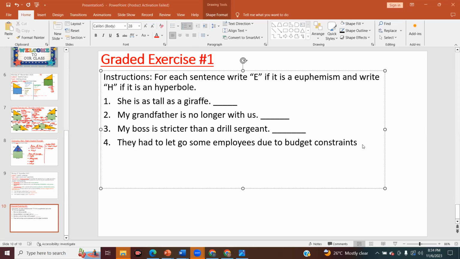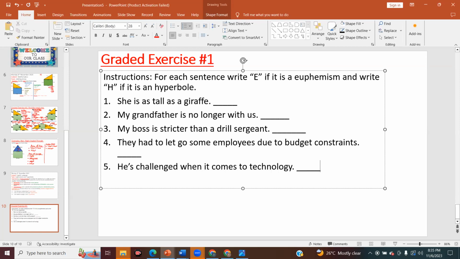Again, please write down the sentence as well, because some of you like to do shortcut. He is challenged when it comes to technology. Number 6.